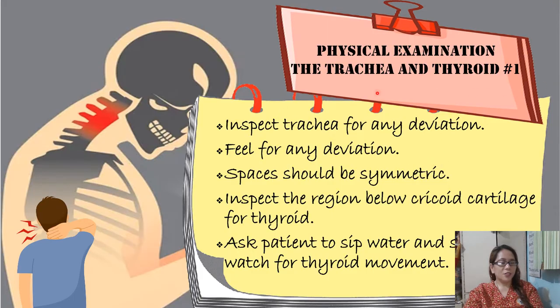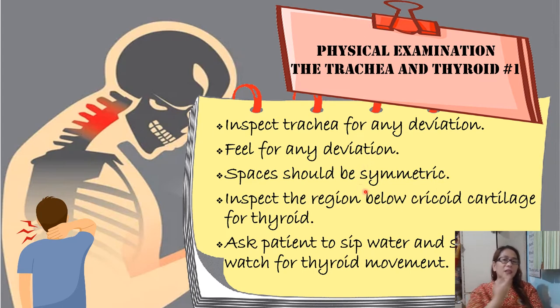Alright, so now let's move on to the physical examination of the trachea and the thyroid gland. Inspect the trachea for any deviation. It should be located in the midline, not deviated to one side. You have to feel for any deviation.